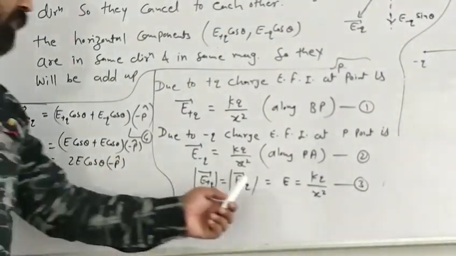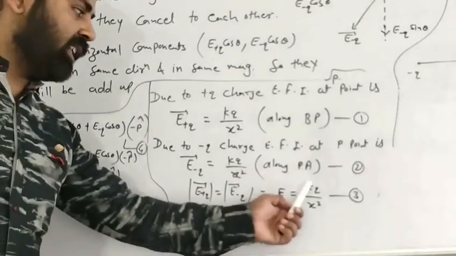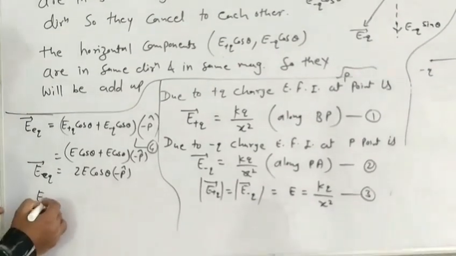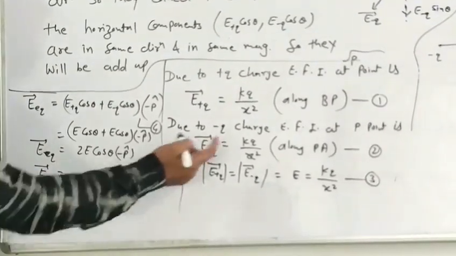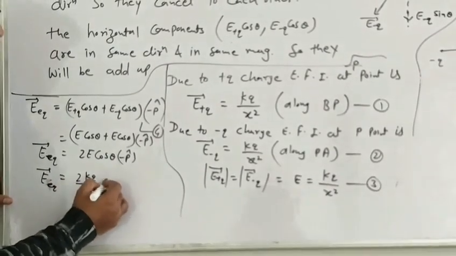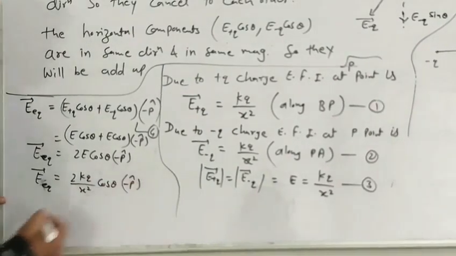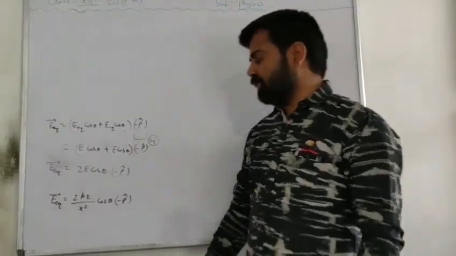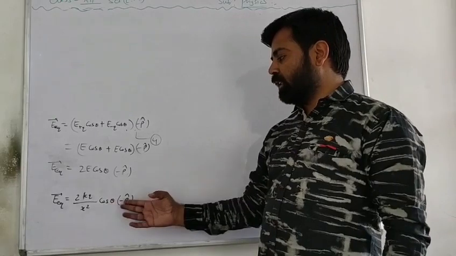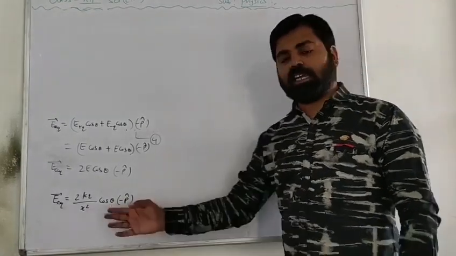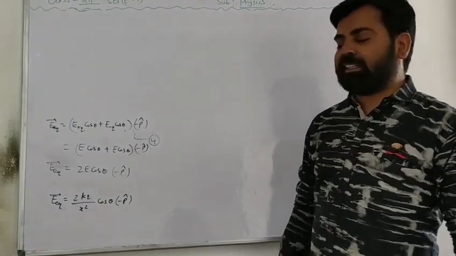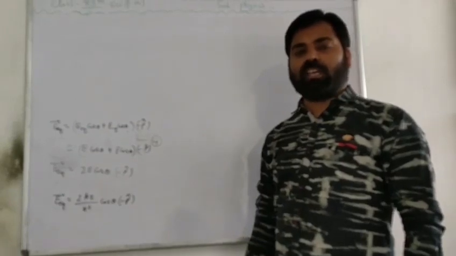2E cos theta, and the value of E is kq upon x square. So this is 2kq upon x square cos theta, and the direction is minus p cap. In this way, we obtain the expression E equatorial is equal to 2kq upon x square cos theta and direction is minus p cap. This expression is in terms of small x, but we have to find the electric field intensity in terms of small r.